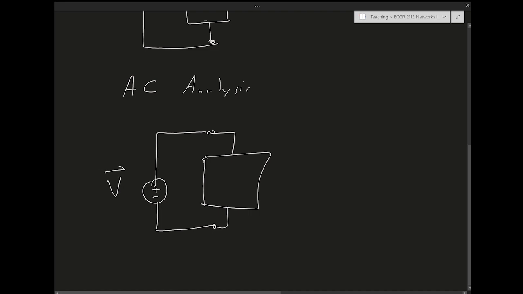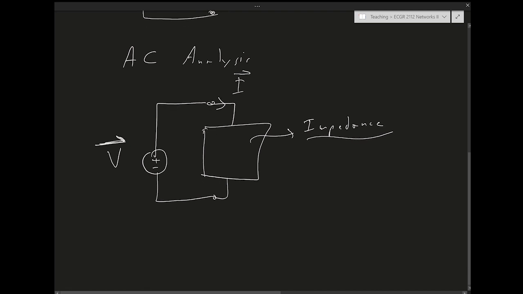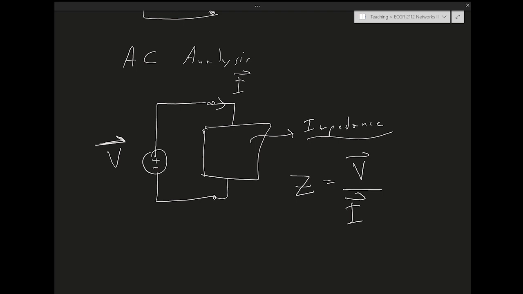So it's a V phasor, right? And then we measure what current we get, the I phasor. Then the impedance of the circuit is defined. Remember, impedance is the analog to resistance in the AC domain, or in the frequency domain, so to speak. So the impedance is defined as Z equals V phasor over I phasor, using the passive element convention.